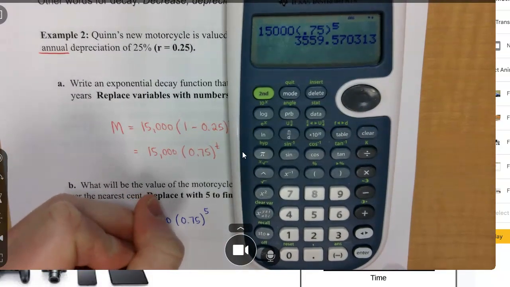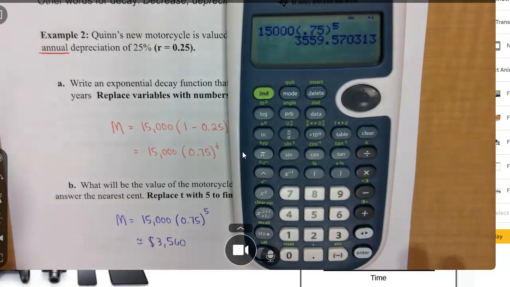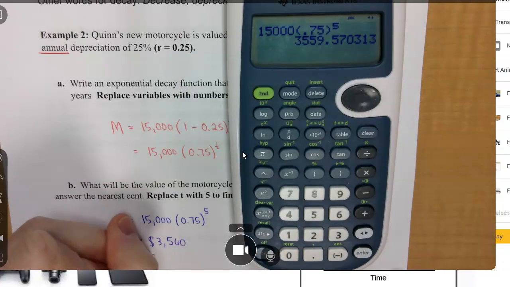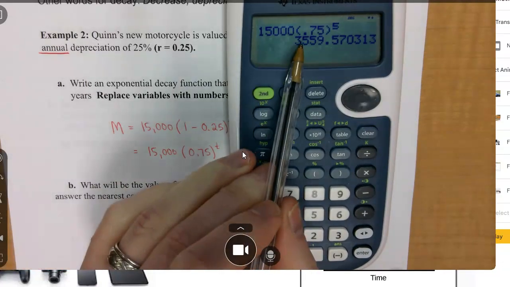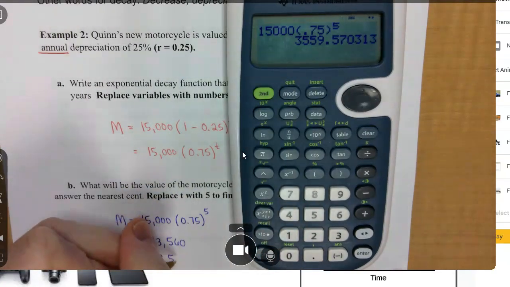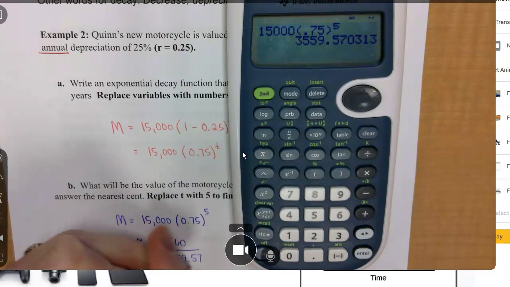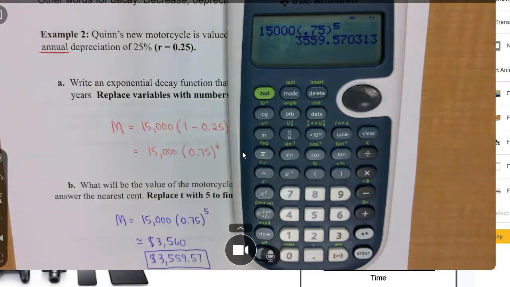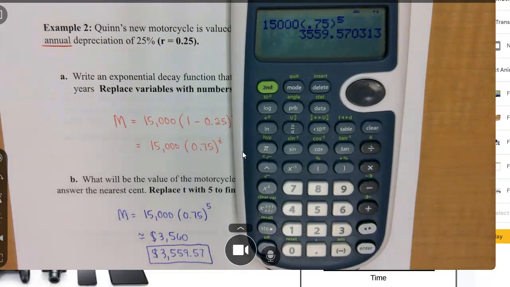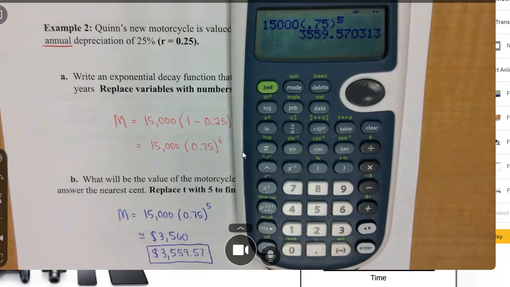Oh, it did say nearest cent. I just saw that in the instructions. Okay, so we'll actually say $3,559.57. Usually when you're selling expensive items like this, you're not too worried about the cents, but we'll go ahead and put that in there. So that is the value of the motorcycle. And that just gives you an idea. Automobiles, motorcycles, things like farming equipment, they just go down over time. That's just a totally natural thing. So that's a good example of exponential decay.